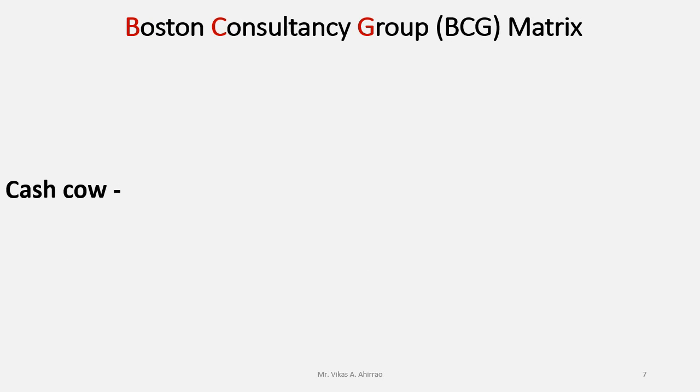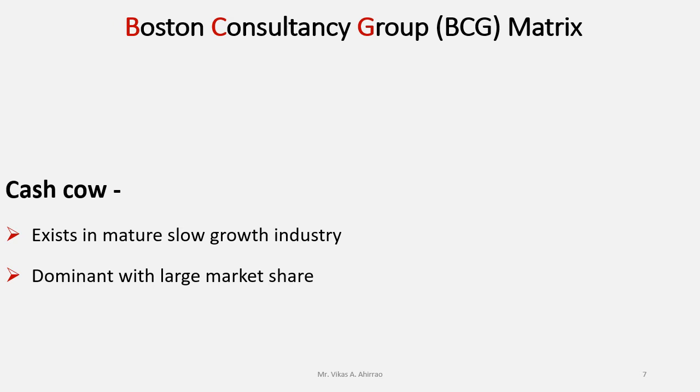The second one, cash cow. As we know, whatever may be the amount of feeding to a cow, it will give us somewhat more amount of milk. Similarly, this area exists in the mature but a slow growth industry, and they are having the dominance with the large market share.